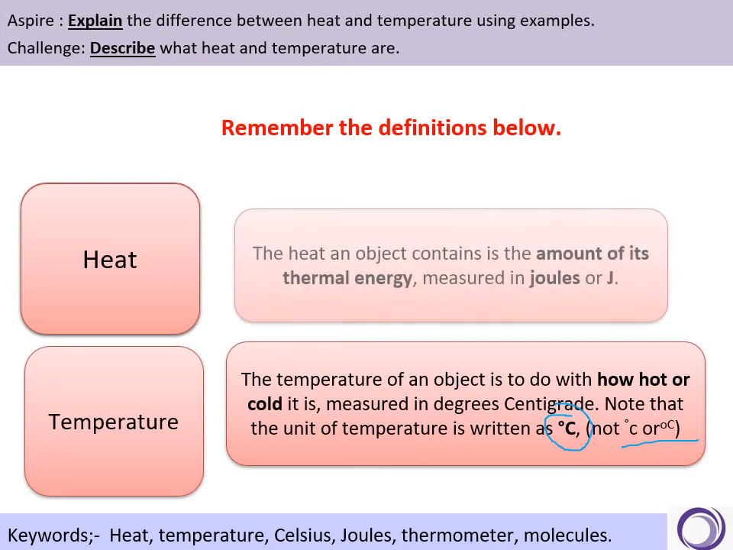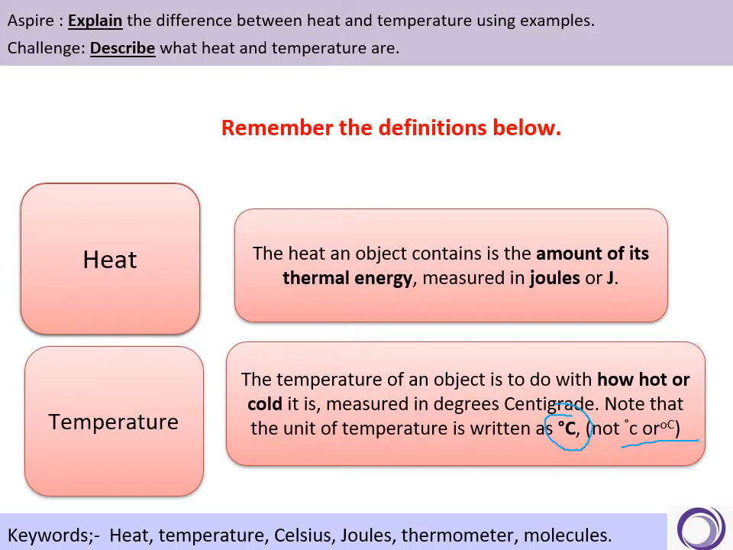So what's heat then? The heat an object contains is the amount of its thermal energy, measured in joules. So temperature tells us how hot or cold something is. Heat doesn't. That tells us the amount of thermal energy there is within an object. So if there's lots of thermal energy within an object, you can pretty much guarantee that the temperature will be high. If there's very little thermal energy within an object, then you can pretty much assume that the temperature will be lower. That's the principle.